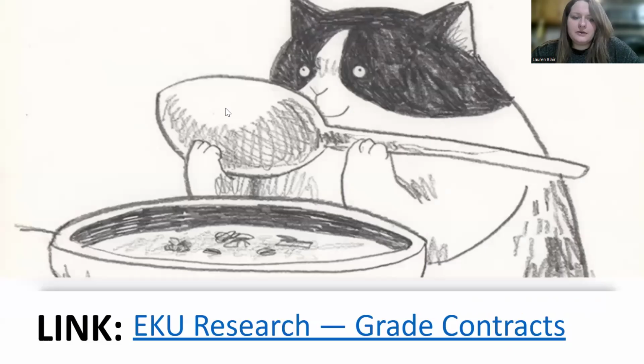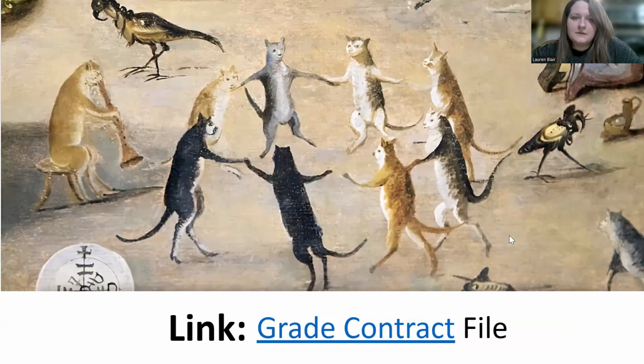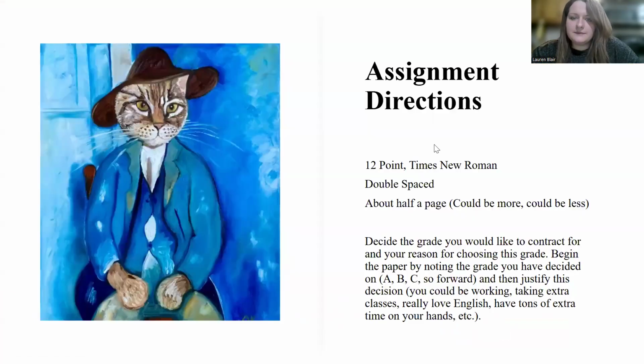And I've linked into this PowerPoint a pretty cool research paper on grade contracts by several of our EKU professors. They wrote it a few years back. And there's also a link to the grade contract file in this. So by the end of week 2, you will be contracting for the grade that you would like to aim for in this course. You're going to be writing a 12-point Times New Roman font, double-spaced, half-page, more or less, paper deciding the grade you want to contract for. And you will tell me why you're aiming for that grade.